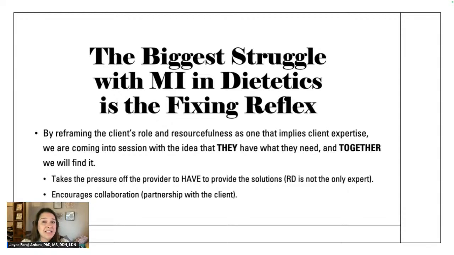But this actually has some benefits. This takes the pressure off of you as a dietitian to have to provide the solutions, and it encourages collaboration, a partnership with the client. And that way you're putting the responsibility for behavior change on them.